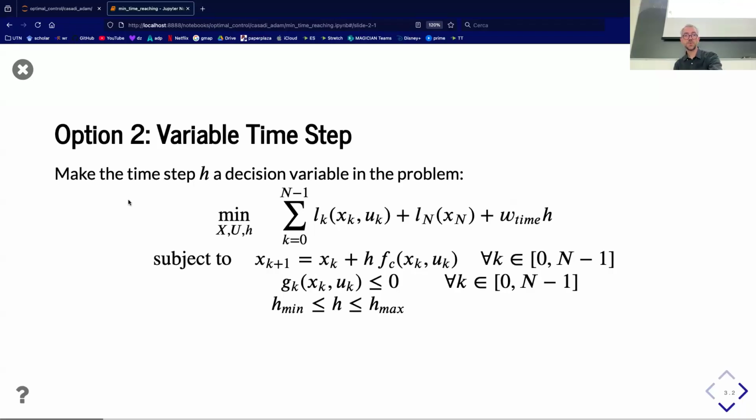We can say that the time step, we call it h, is a decision variable of the problem. So we add it to the list of decision variables. We minimize it in the cost function. So we add a term to minimize the time step with a given weight. And then the dynamics is going to be computed using the time step h. So here FC would be the continuous time dynamics. And here I just implemented a very basic Euler integration scheme.